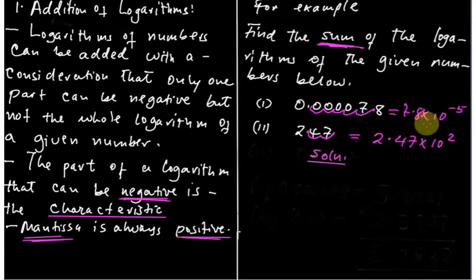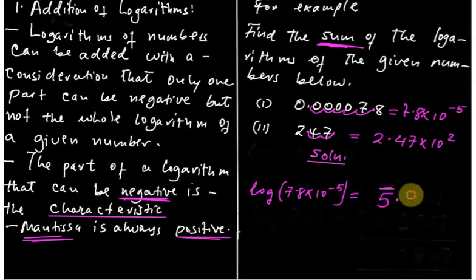Now we have to find the logarithms of these two numbers: the logarithm of 7.8 times 10 power negative 5 and the logarithm of 2.47 times 10 power 2. Applying the laws of logarithm will give us these numbers down here. The logarithm of 7.8 times 10 power negative 5 will be given by bar 5, because the characteristic here is negative. When the characteristic is negative, we start by writing bar 5. Then point, you look at the logarithm of 7.8, which is given by this number here, 89.